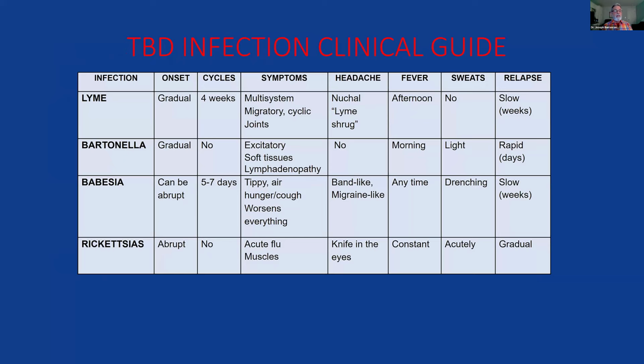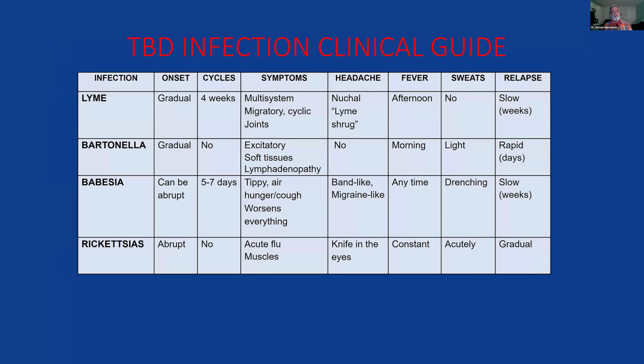Lyme is a gradual onset, four-week cycles, multi-system involving the joints, migratory. The headache is at the back of the neck, the Lyme shrug. If there's a fever, it's low grade in the afternoon, but no sweats. If you're on treatment and stop too soon, you'll get sicker over a period of weeks.